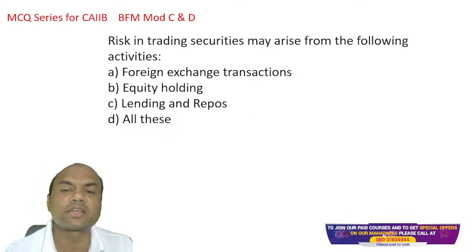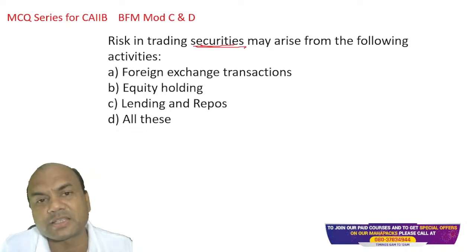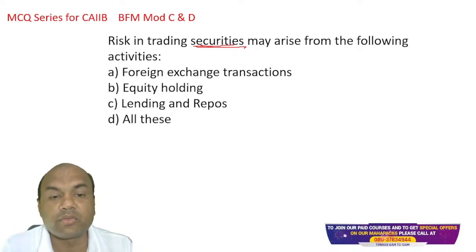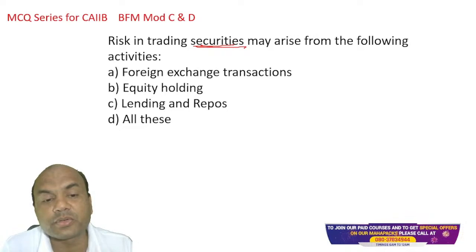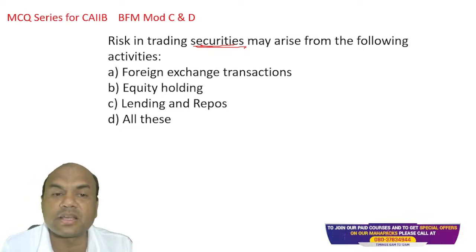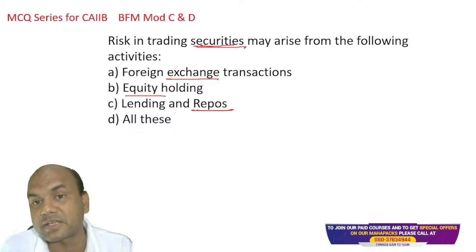Risk in the trading securities may arise from the following activities. So risk in trading securities. Securities means what? It can be anything. It can be shares, it can be bonds. Forex, then equity holding, lending and repos, and all of these. Risk in this trading may arise because of what? It can be due to Forex, it can be due to equity, it can be due to repos also. The repo rate also keeps on changing.